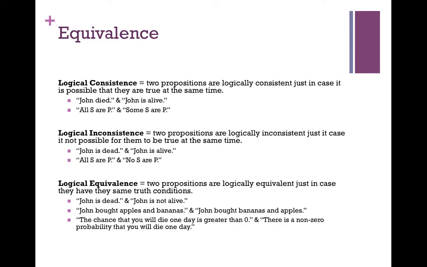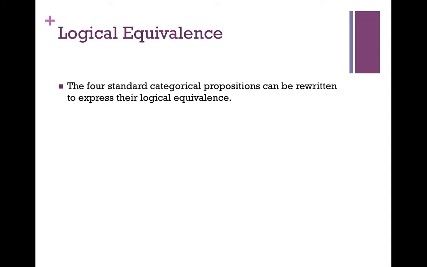So these are three important relationships between propositions that we need to understand as we move forward. Today we're going to focus very heavily on equivalence, with respect to the 4 standard categorical propositions. Each of these can be rewritten to express a logical equivalent. Now you might be wondering, why in the world would we bother rewriting these to express a logical equivalent? Well, as it turns out, we often speak in ways, just ordinarily, in which we say something that is equivalent, though it's worded differently than the 4 standard categorical propositions.